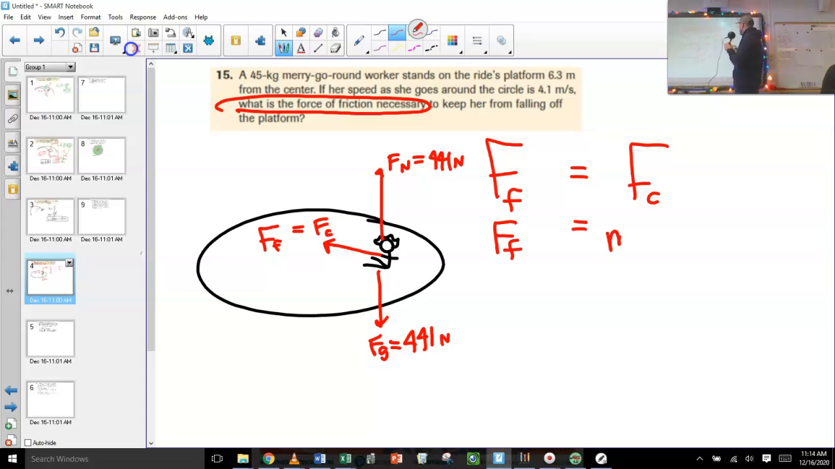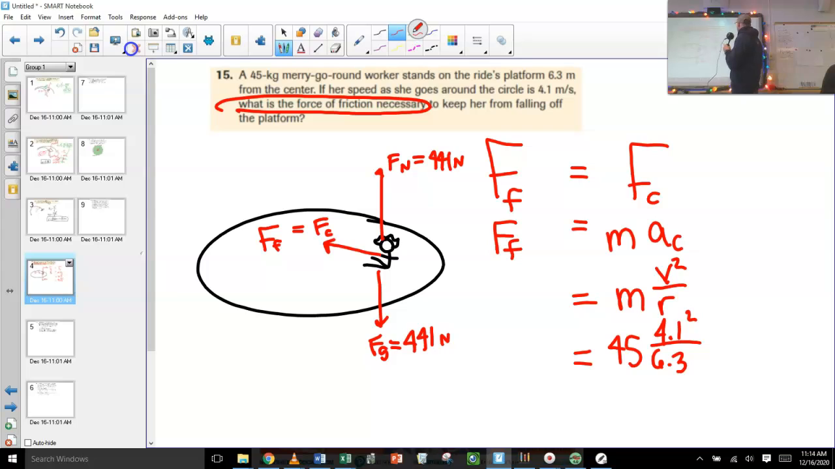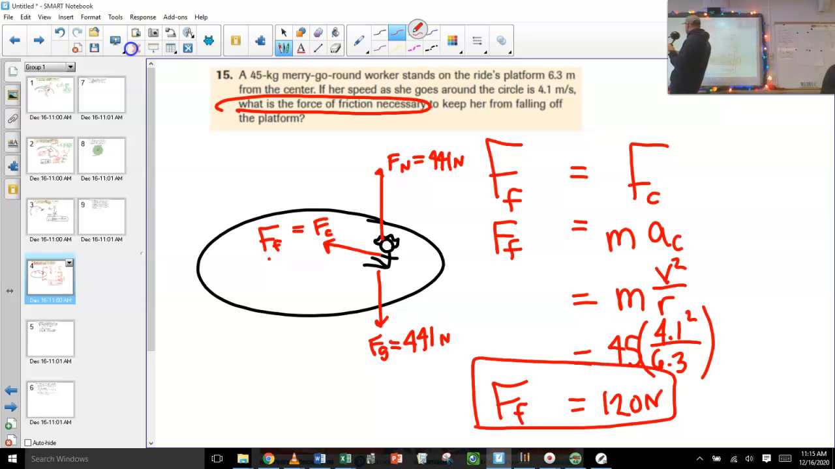The centripetal force is your mass times your centripetal acceleration, which is your mass times velocity squared over radius. My mass is 45. My velocity is 4.1. And my radius is 6.3. Oh, that's kind of nice. So I multiply all these things together and I get 120 newtons. So the force of friction needed is 120 newtons. That's the minimum that you need to turn this mass of a person at that speed in that tight of a corner.